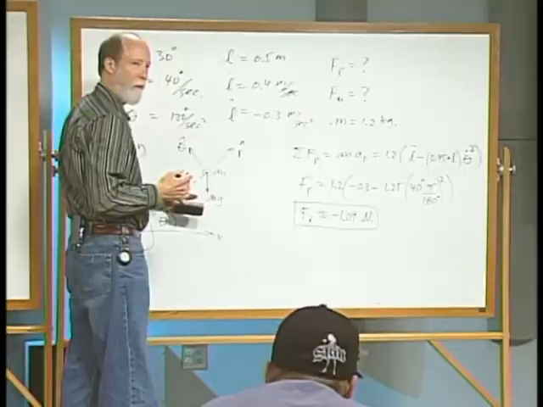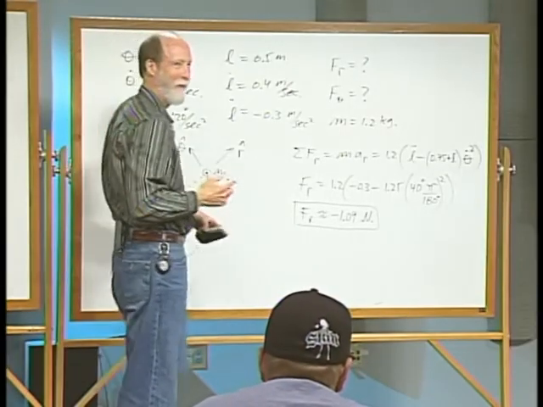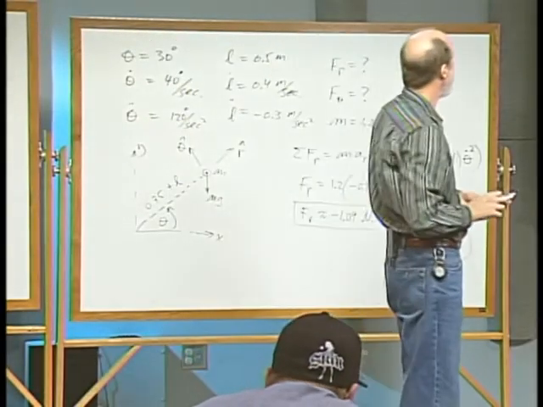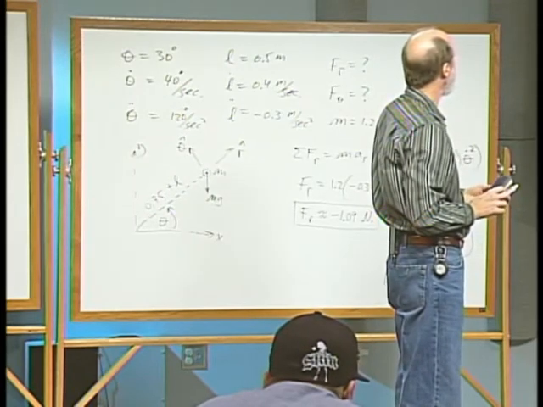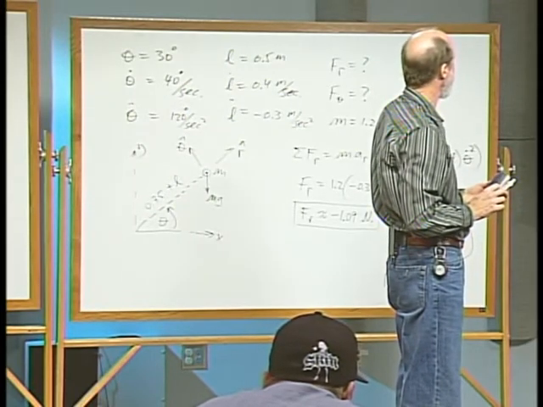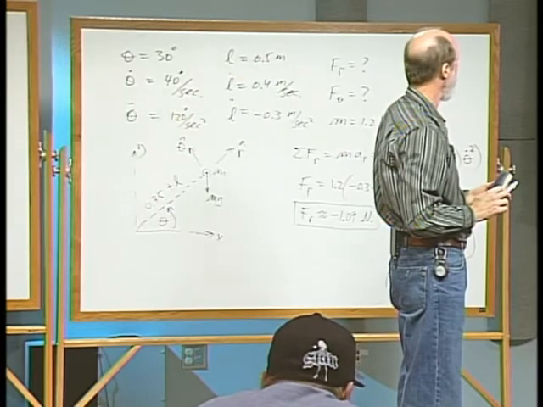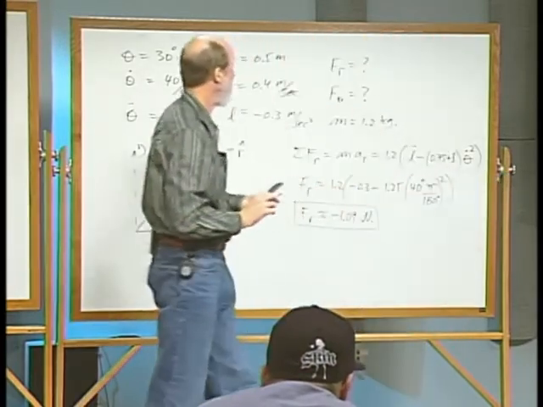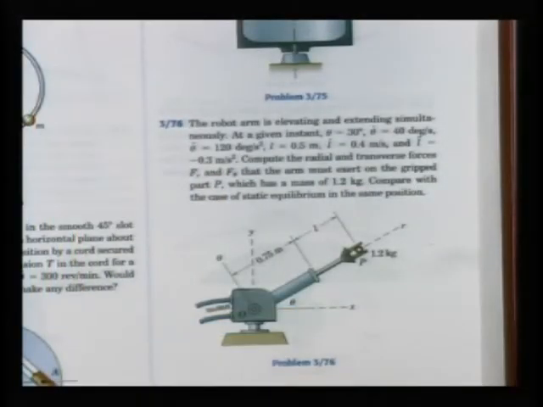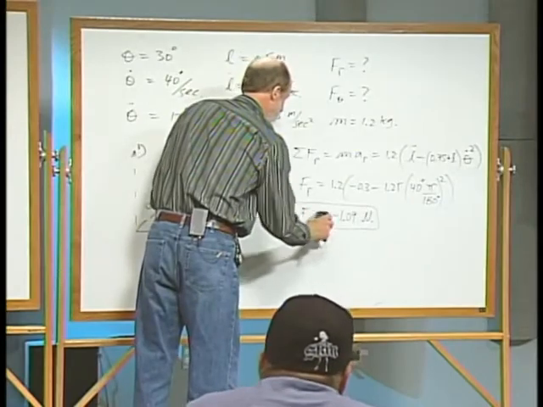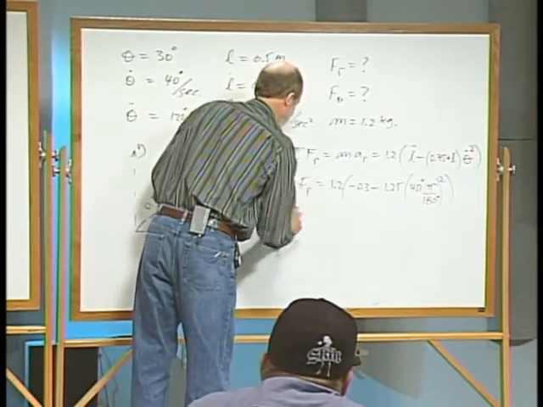So what are we trying to figure out? I gotta reread the question. Force of the arm on the object. Radial and transverse forces that the arm must exert on the gripped part P. Right, so this is our mass P right here. So what we need to do is come back in here. We can keep that 1.09 if that's correct, and use it.